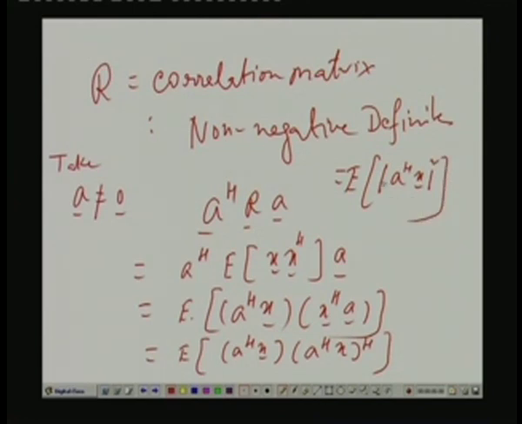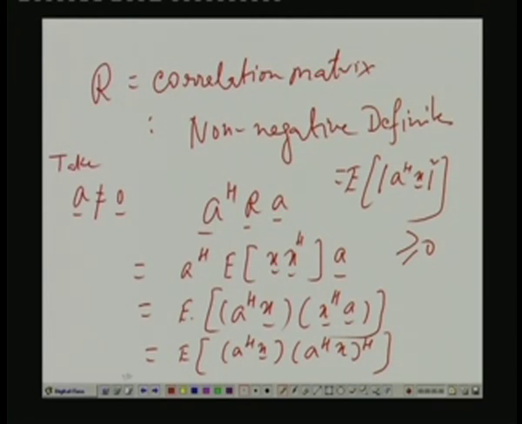This is a real number first, because there is a mod square involved. So the expected value of this cannot be negative, it is greater than or equal to 0. So R is non-negative definite. If we can ensure that it is always greater than 0, then we can also say R is positive definite. Now, when can we do that?